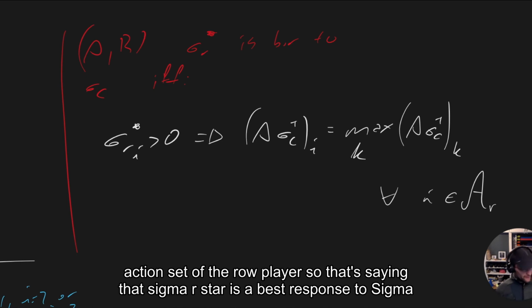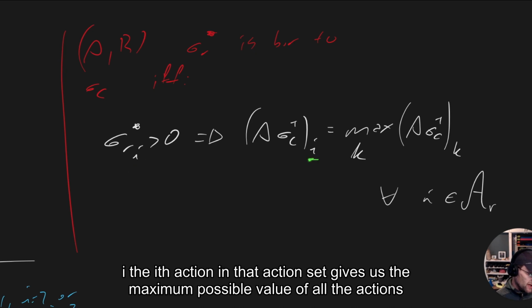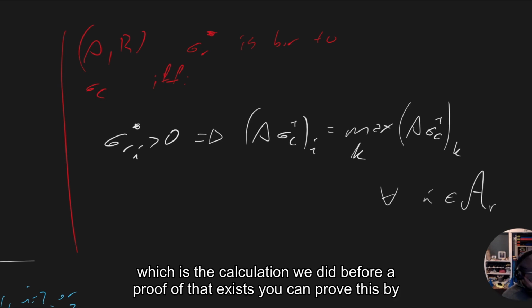So that's saying that sigma R star is a best response to sigma C if and only if, when sigma R tells us to play strategy I, it must be that the ith action in that action set gives us the maximum possible value of all the actions, which is the calculation we did before.